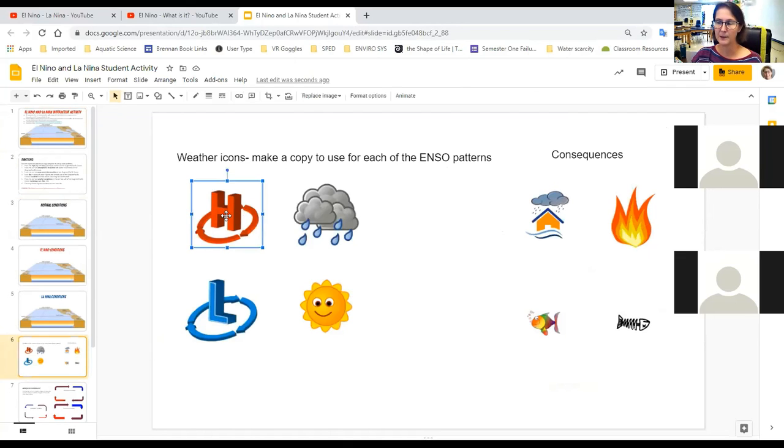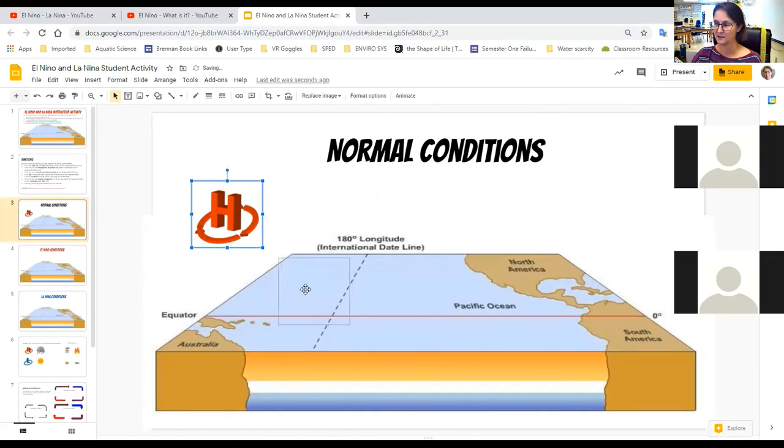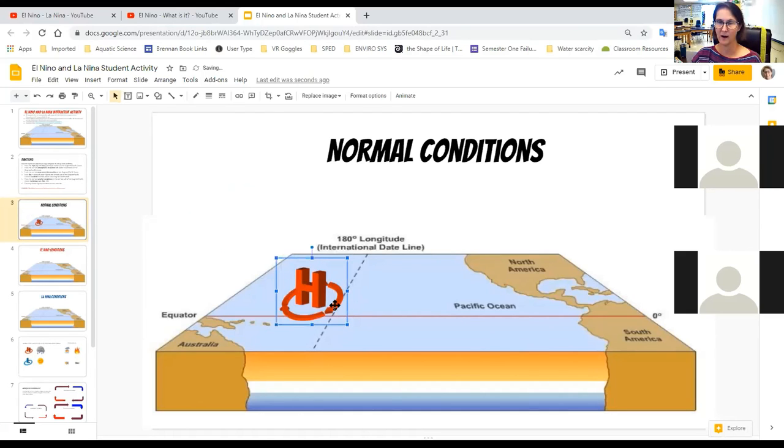So we have weather icons. You're going to make a copy. You're going to go up to here and paste. Paste on the equator where the hot air is going to be. Then you're going to put the cold, the low pressure. Hot, high pressure and low pressure.